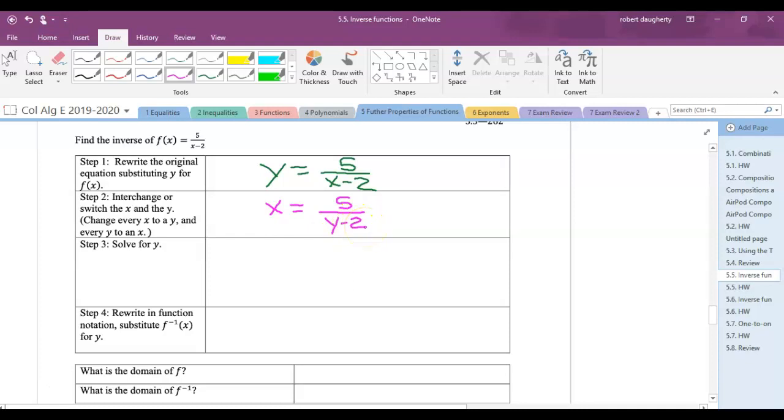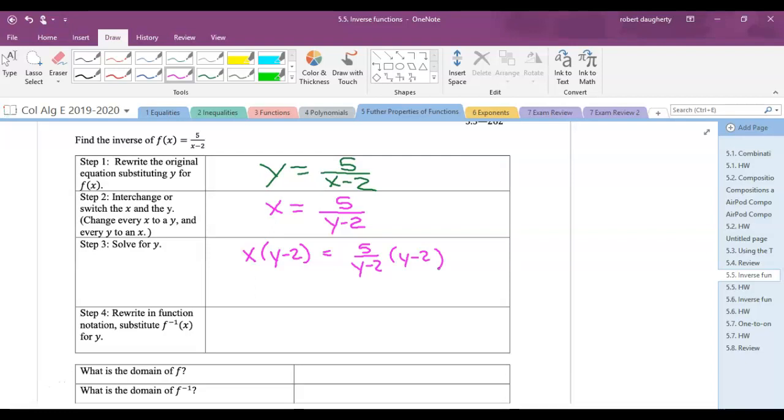And now my goal is to solve that for y. What is the immediate thing that you don't like about that equation? It's a fraction. How do we get rid of the fraction? If I multiply both sides by y minus 2, that's valid.